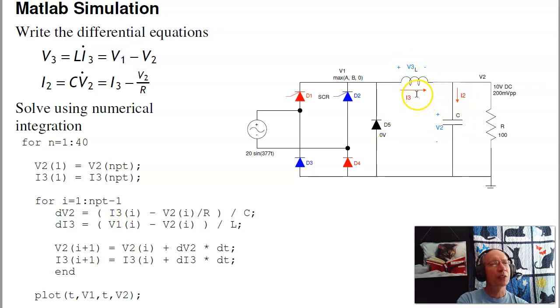For the voltage, my state variables are the current through the inductor, that sets the energy here, and the voltage on the capacitor, that sets this energy. So my state variables would be I3 and V2.